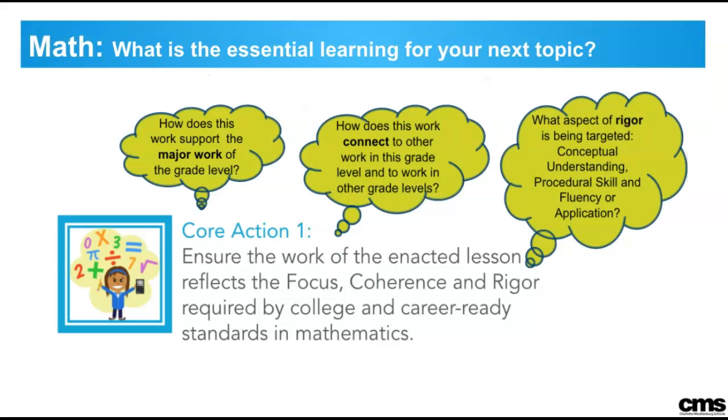Core Action 1 also addresses our first learning outcome of the day, which focuses on identifying the essential learnings of your next topic. When you think about the essential learning of your next topic, we encourage you to consider how the work supports the major work of the grade level, how this work connects to other work in this grade level and to work in other grade levels, and what aspects of rigor can be targeted throughout the next topic. You'll be thinking about these ideas further in the Explore section of this course.